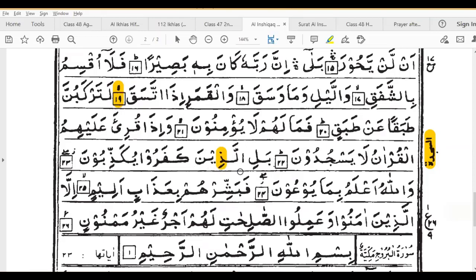Balillazina. Excellent. And then again, it appears over here. Yukazzibun. Yes, good. Remember, this is a sound that we need to keep practicing. Well done. Really nicely read.